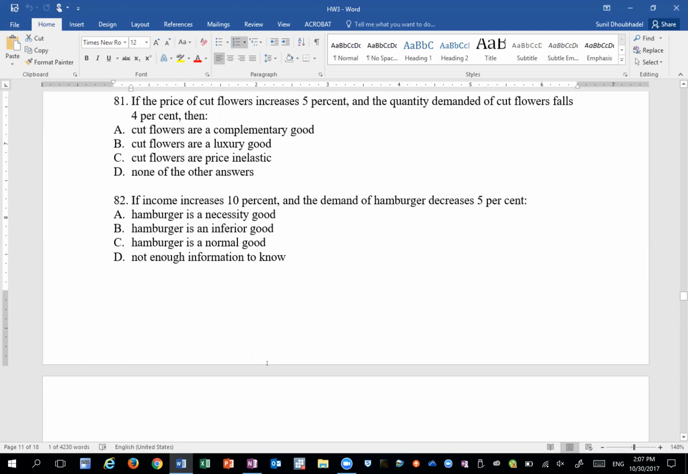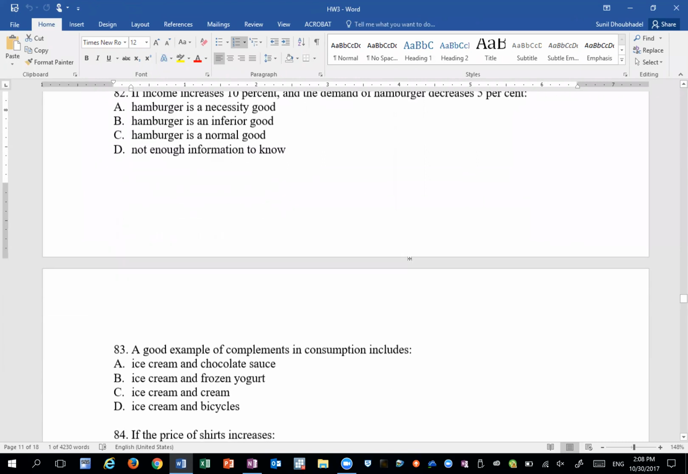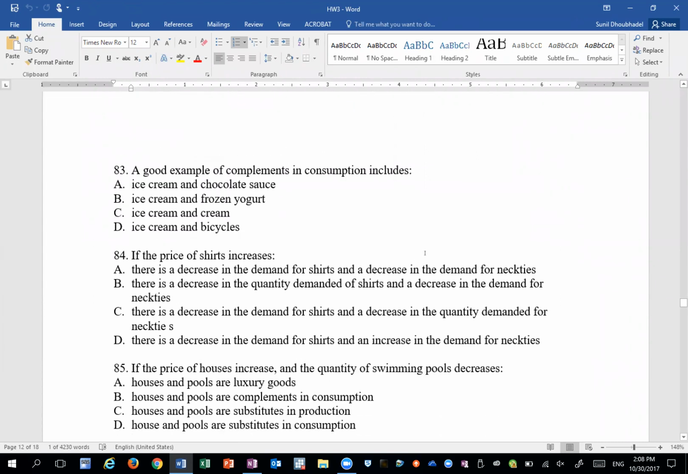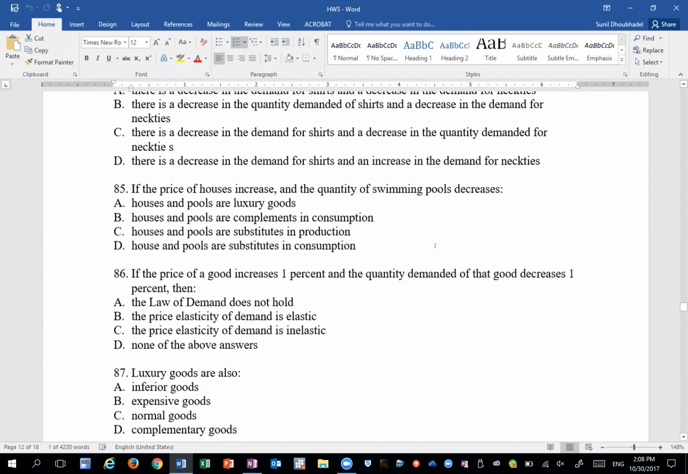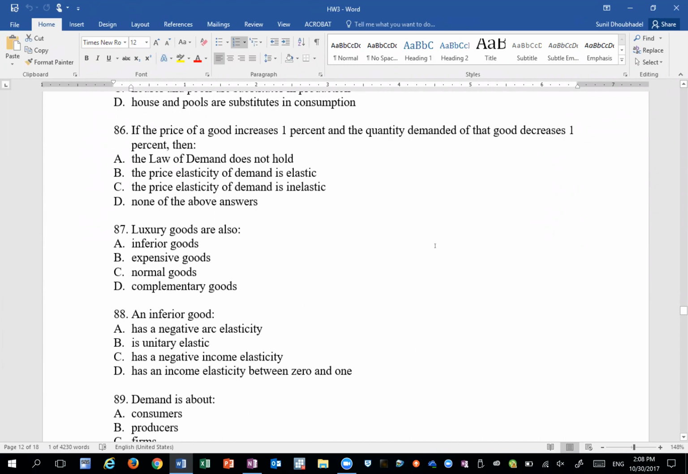If income increases 10% and the demand for hamburger decreases 5%, then hamburger is a necessity good, an inferior good, a normal good, or there is not enough information to know. Inferior, because even though income increases, they are decreasing demand for hamburgers. I think we have talked more about these luxury goods.